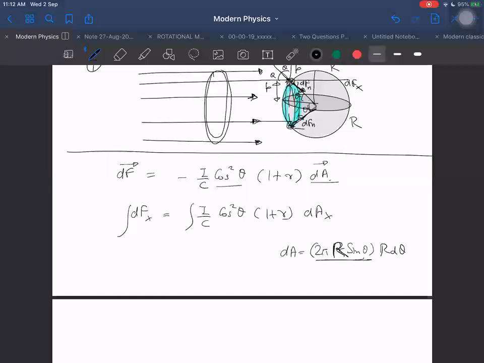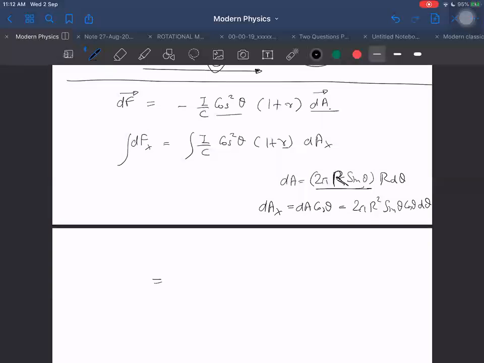That is dA. What will be dA along x? The dA component along x will be dA cos theta. If I do that, I will get 2 pi r square sin theta into cos theta into d theta. Let us now take I by c into 1 plus r outside, into cos square theta, and 2 pi r square also outside. Then inside we get cos theta into sin theta d theta.